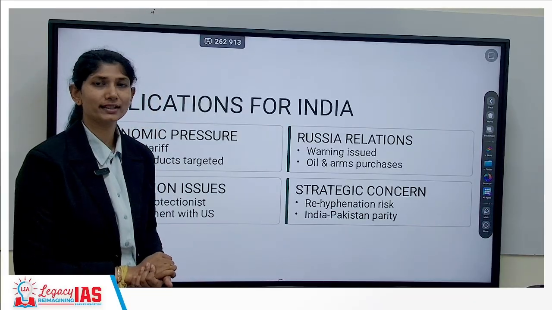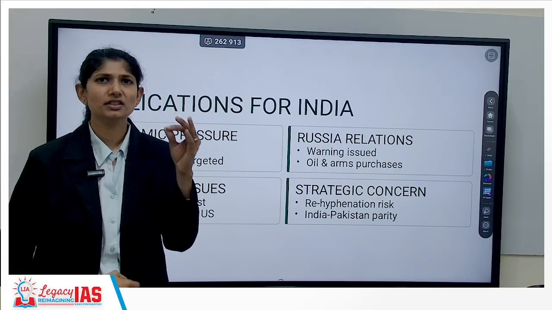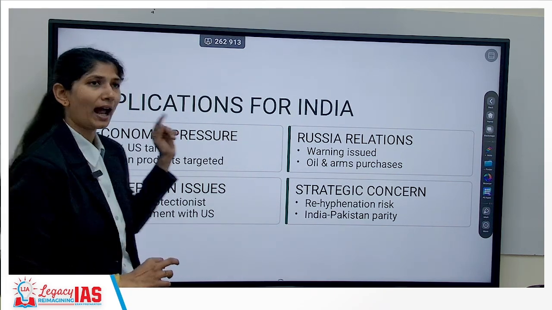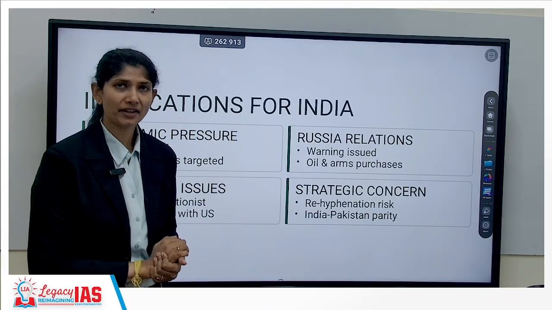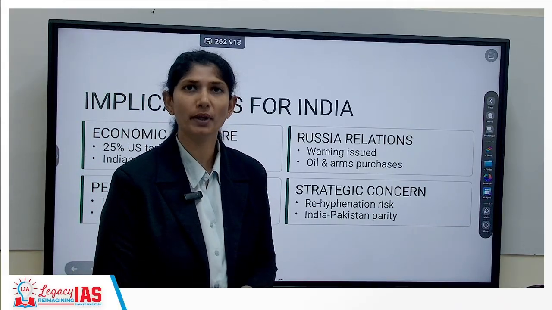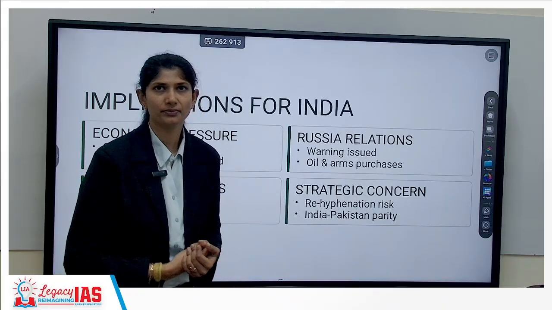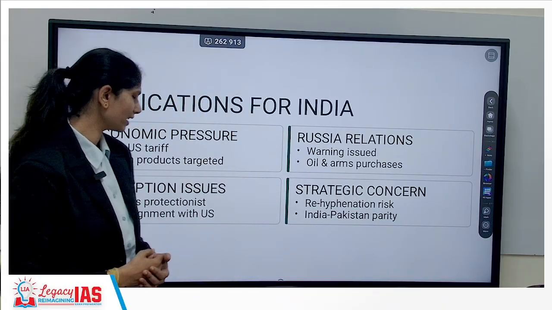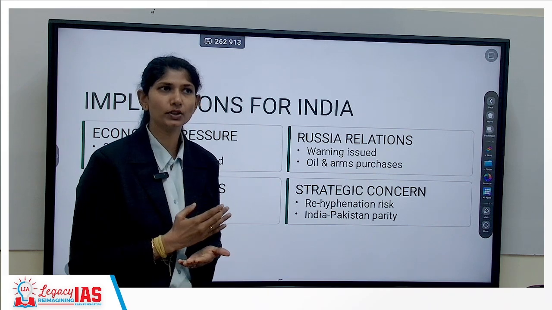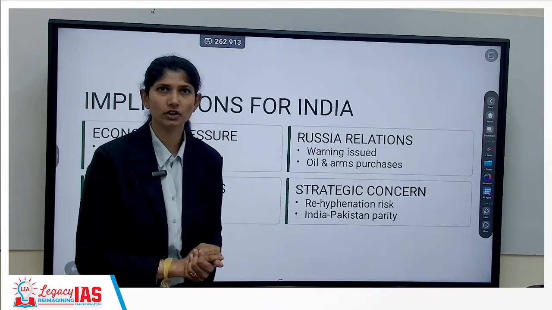What are the implications for India with this? First and foremost, economic pressure. US President Donald Trump has announced that he will slap 25% tariffs on India and an additional levy. It is unmentioned what this is or how much it will be, but this is because of our Russian relations, oil, energy, arms purchase. Another thing is, the US always views India as protectionist, doing deals only which benefit India. And now for that it decides to put down tariffs.